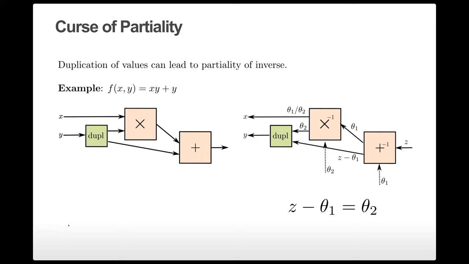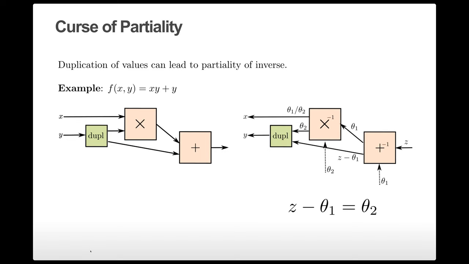Here's an example. This function is f of x and y equals x times y plus y. You can think of this in the graph diagram on the left-hand side. In goes x, in goes y. y gets duplicated because I'm using it twice, and I'm going to multiply x times y, and then add the result of that again with y. But in the inverse direction, I'm going to get parameters for the multiplication and for the addition. And it's possible that I choose some parameter values such that this duplication function gets two different values for y. In other words, I can have inconsistency. I can choose parameter values which result in inconsistent values for y.